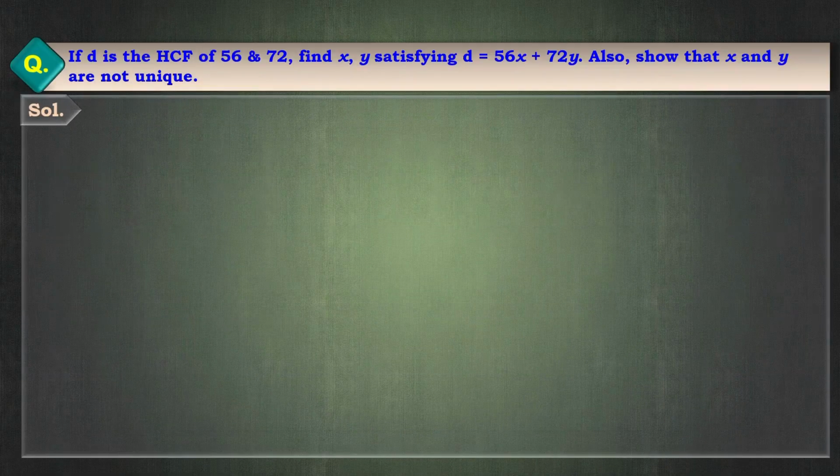Now coming to the next problem. If D is the HCF of 56 and 72, then find x and y satisfying D equal to 56x plus 72y. Also show that x and y are not unique. Okay. So what we need to find out? First, we need to find out the HCF of 56 and 72.